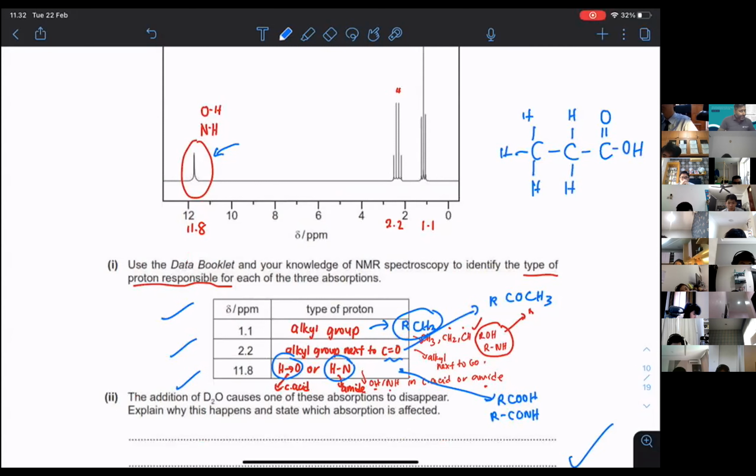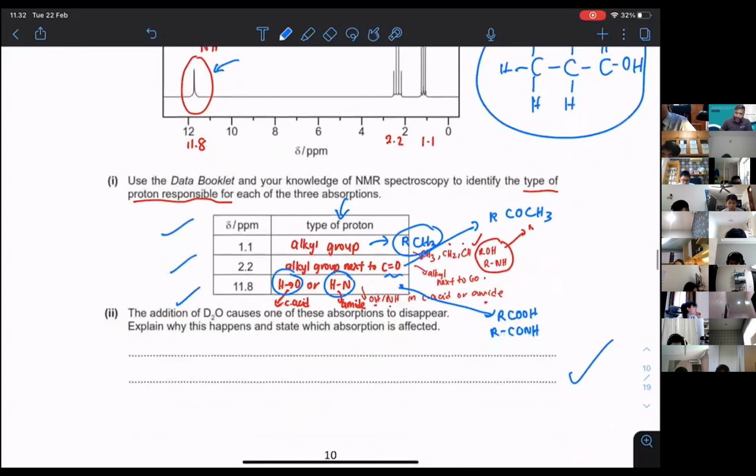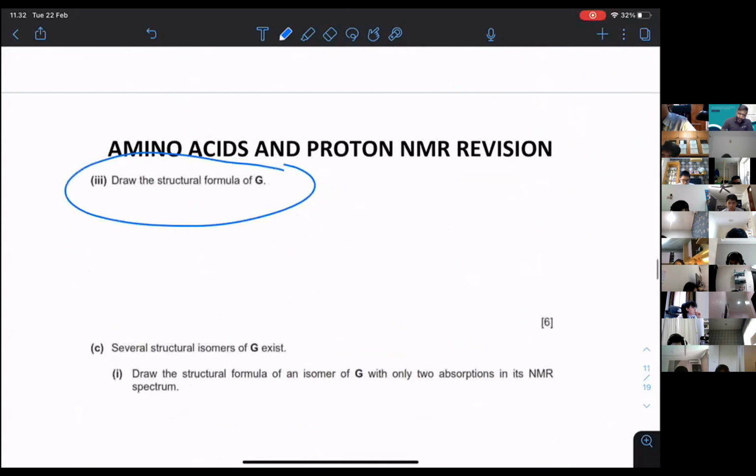So here if I look at the answer, CH3, CH2, COOH. You see, this is how you come up with the answer. Using all this information that you have, you come up with the answer. You draw the structural formula. Structural formula is CH3, CH2, COOH.